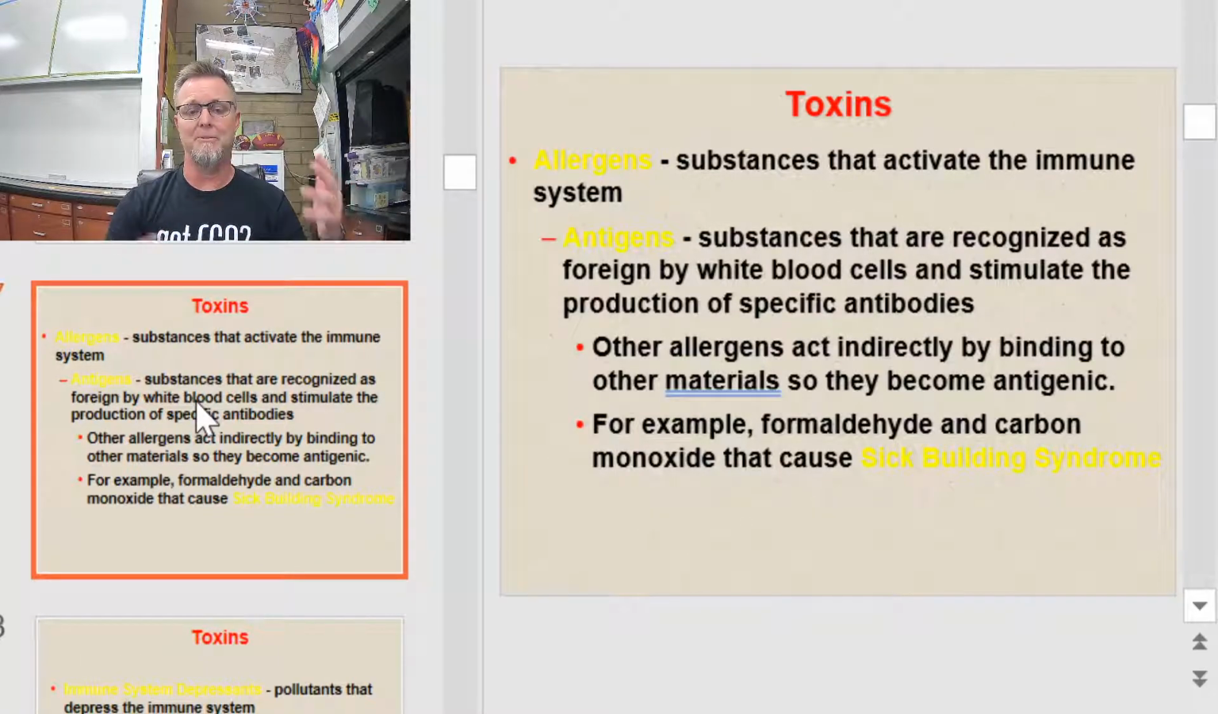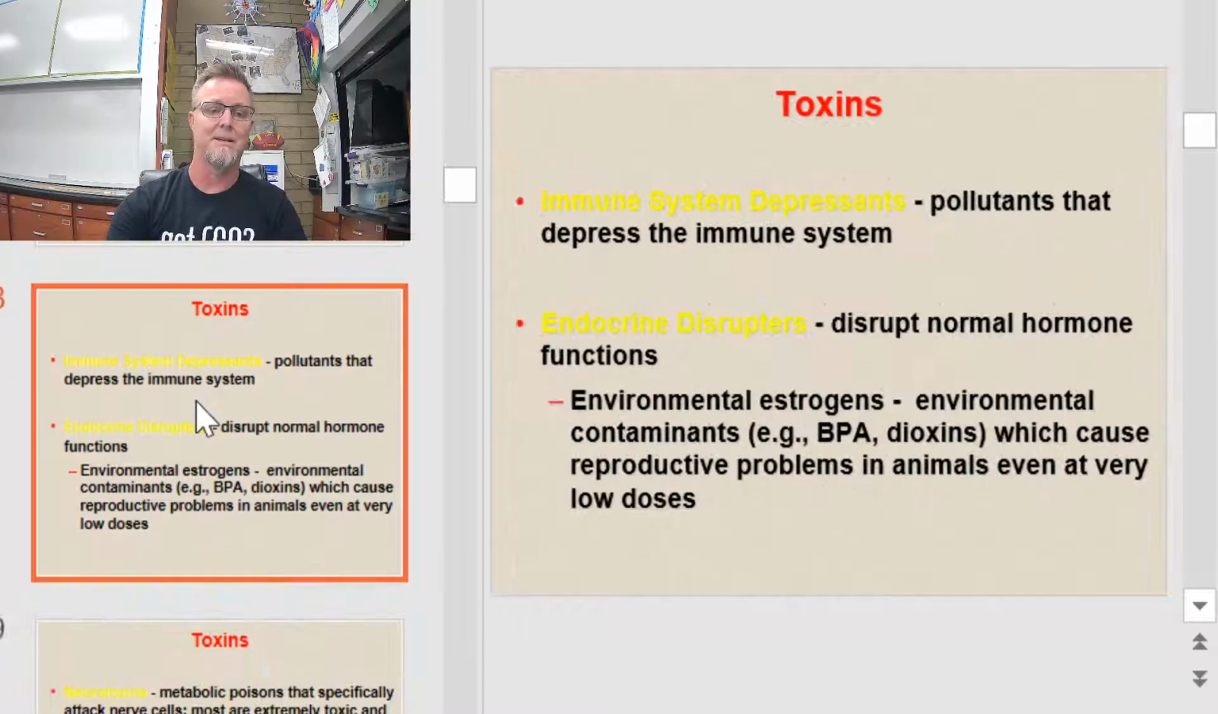For example, formaldehyde and carbon monoxide, that's what causes sick building syndrome. People who are in new construction or maybe even an old building, it really doesn't matter the age of the building. If you get the combination of carbon monoxide from leaking pipes from a radiator and formaldehyde, you could end up with people getting migraine headaches, being nauseous, being very, very sick just from being in the building. That's why it's called sick building syndrome.